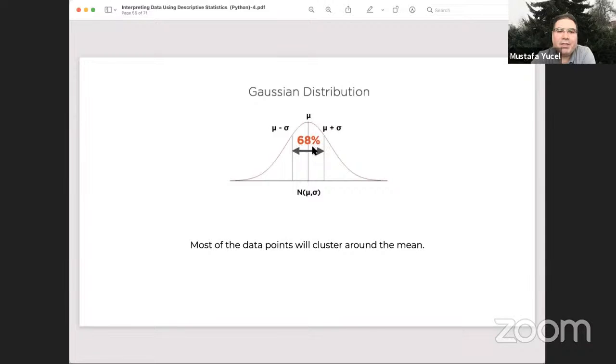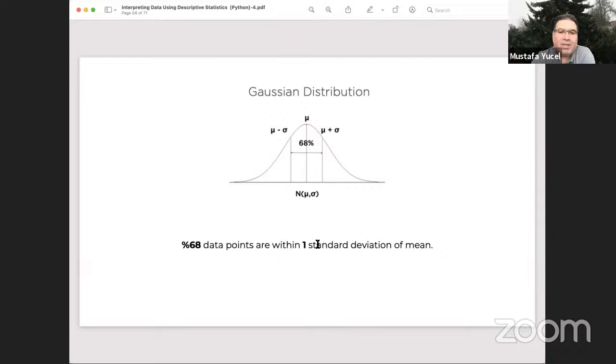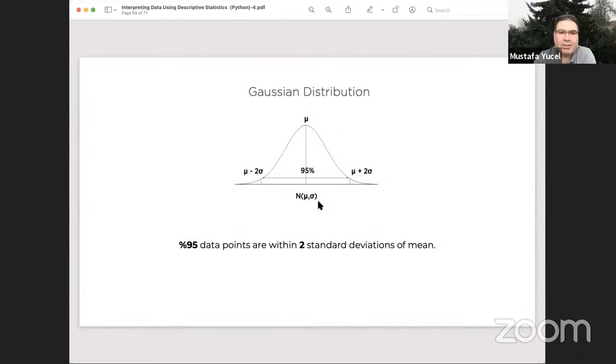This area has the most of your data points. 68% of data points are here. They are clustered around the mean. Here, extreme values lie in the vicinity of the tails. Okay, this is one standard deviation of the mean. 68% of data points are within one standard deviation of the mean. We will see one more case here.